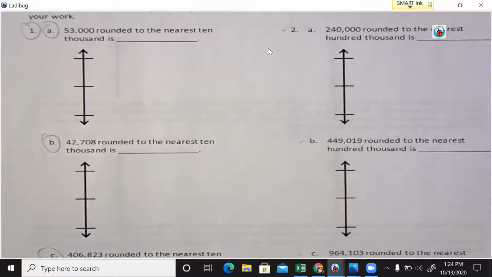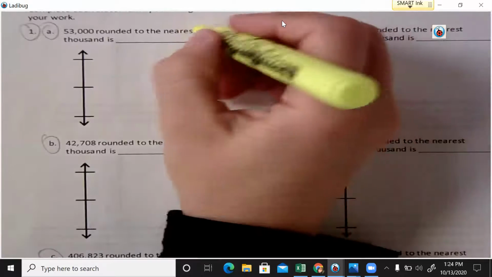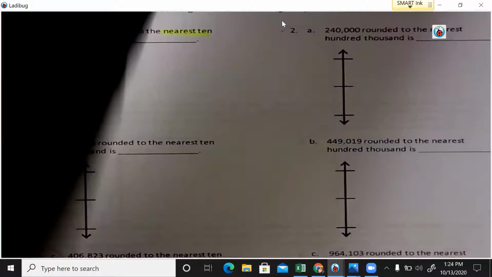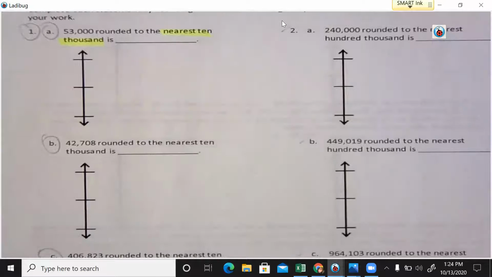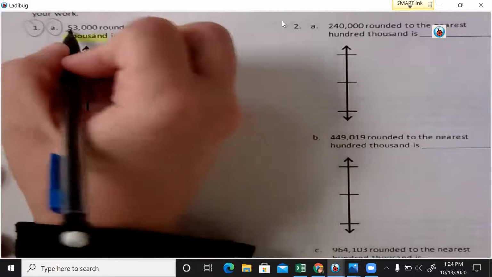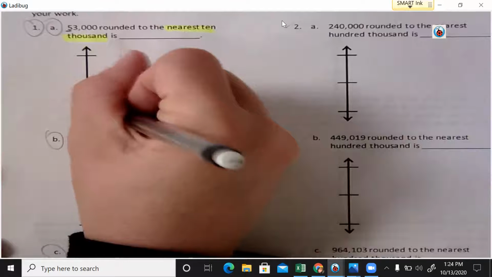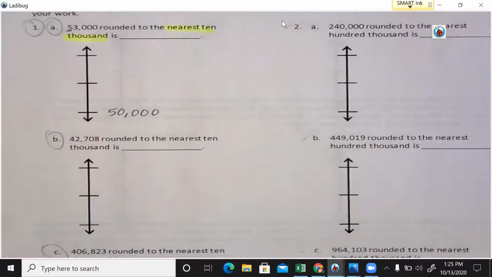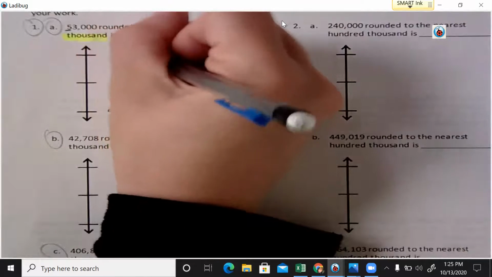This time, they've changed the place value on us. So that's super important. So for number 1, it says 53,000 rounded to the nearest 10,000. So I'm going to highlight nearest 10,000. So this time I need to identify what's in the 10,000s place. So I'm going to underline my 5. Now I have to think, when I'm counting by 10,000s, I have 10,000, 20,000, 30,000, 40,000, 50,000. I have to find my 2 easy numbers based on the 10,000 now. So if I round down, I'd be going to 50,000. And if I add a 10,000, I would be at 60,000.